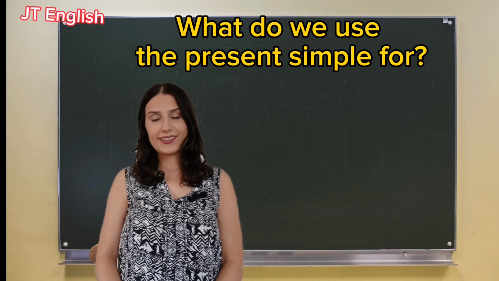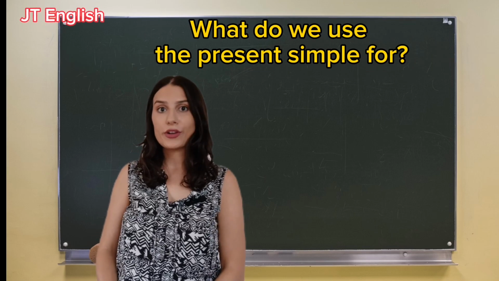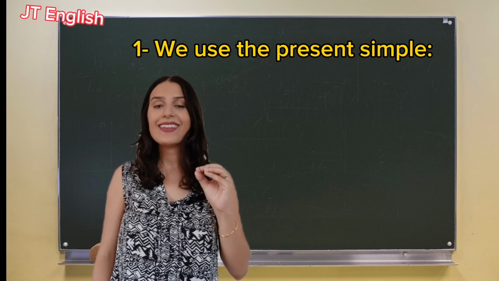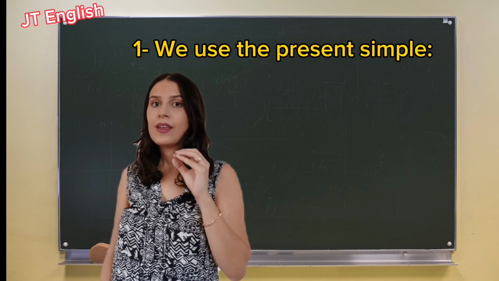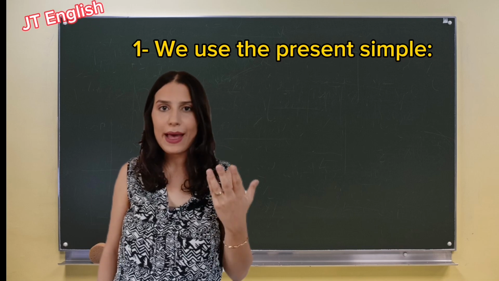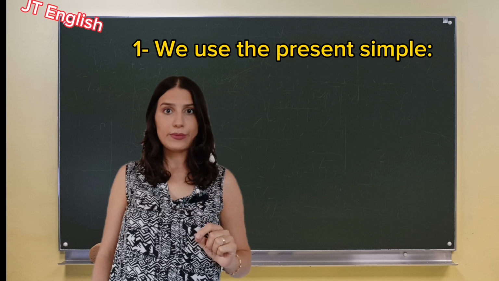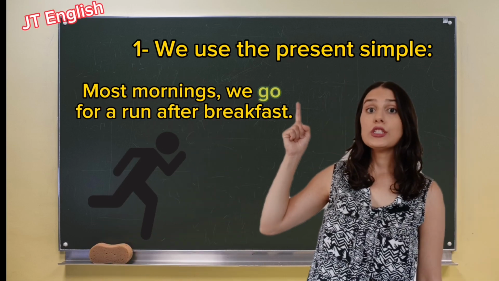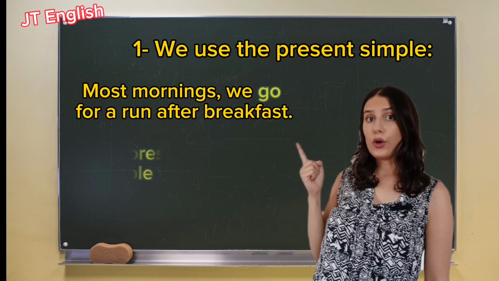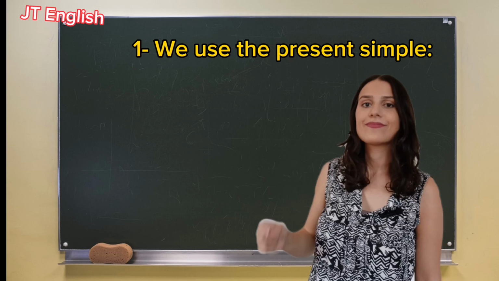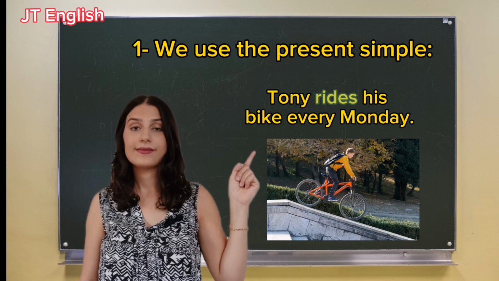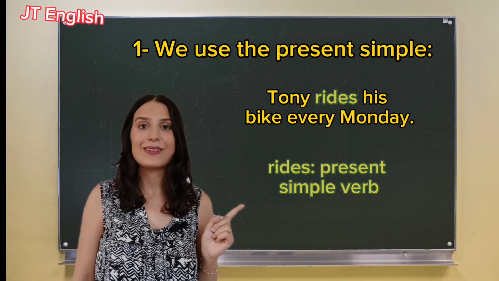The first question is, what do we use the present simple for? We use the present simple to talk about something that we regularly do. A present habit, a routine, or actions that usually happen. Let's have some examples. Most mornings, we go for a run after breakfast. Go is the present simple verb. Tony rides his bike every Monday. Rides is the present simple verb.